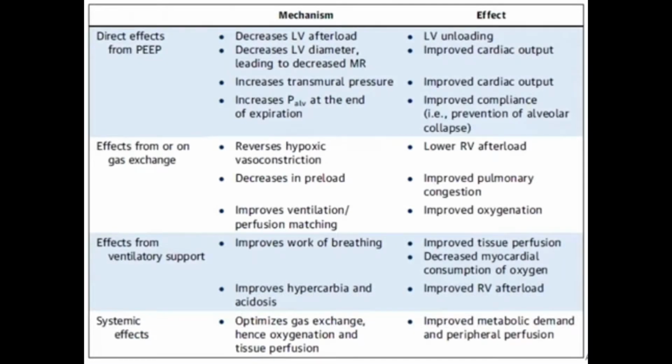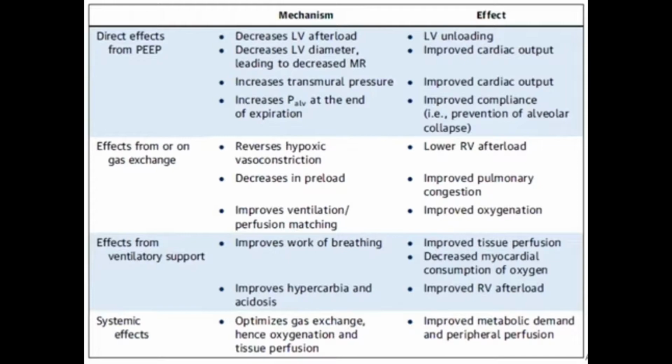Here are the 4 major effects that positive pressure ventilation can have on a patient. Other than decreasing left ventricular afterload, PEEP also decreases the left ventricular diameter. This could lead to a decreased mitral regurgitation, and the side effect is improved cardiac output. If the mechanism is increased transmural pressure, this can also improve cardiac output. If the alveolar pressure is increased at end expiration, this can improve compliance, preventing alveolar collapse.